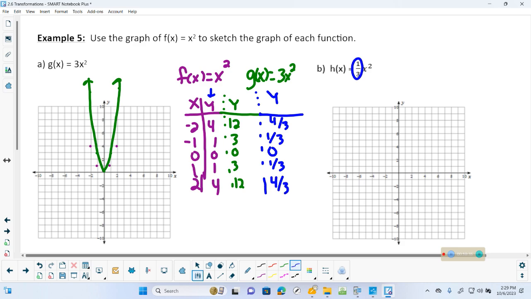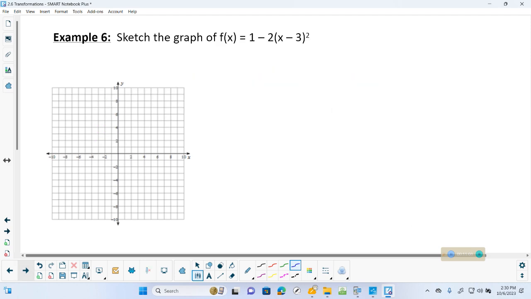Now 4/3, I would maybe think of that as the mixed number 1 1/3. So I'm going to plot the point -2, 1 1/3, -1, 1/3, 0, 0, 1, 1/3, 2, 1 1/3. So you can see this time your parabola is widened out. So multiplying by 3 stretched it, multiplying by a third shrunk it. And of course you can always see that on your calculator if you really get stuck. Okay, oh boy, we got all sorts of good stuff here.